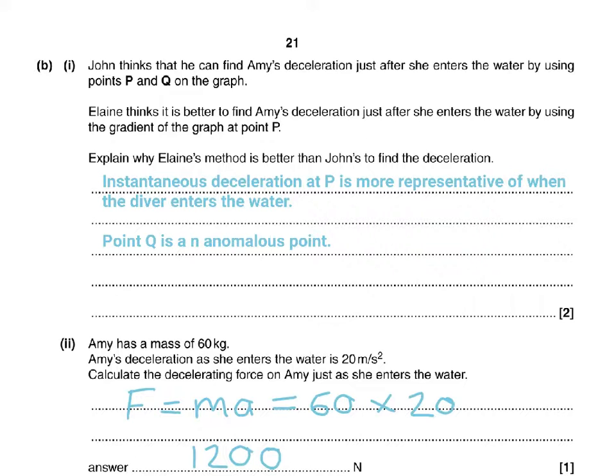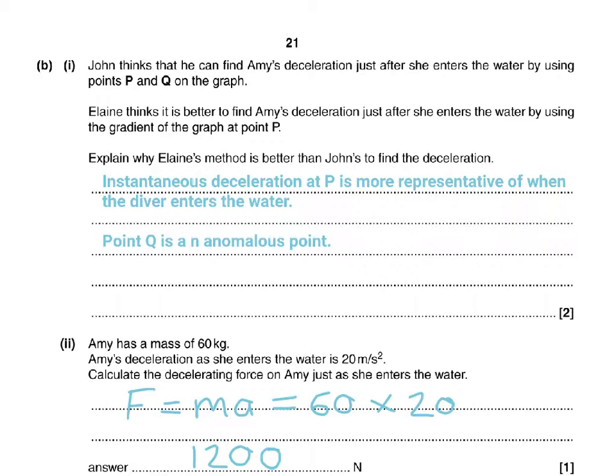If the line is curved, which it is in this part of the graph, it shows that the deceleration is changing, and that's because as she goes through the water, she slows down because of the drag and resistance from the water. So explain why Elaine's method is better than John's to find the deceleration.